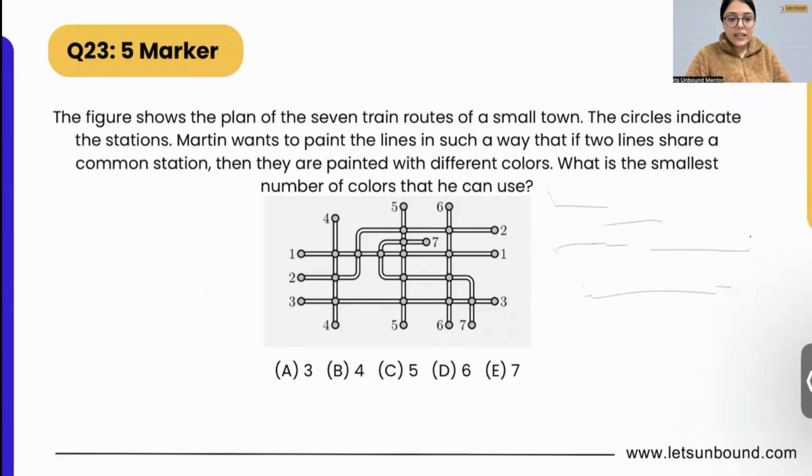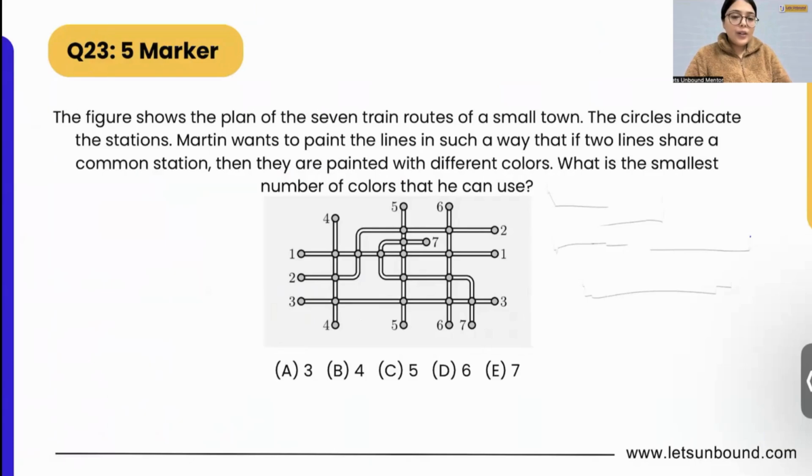Question 23. The figure shows the plan of the 7 train routes of a small town. The circles indicate the stations. Martin wants to paint the lines in such a way that if two lines share a common station, then they are painted with different colors. What is the smallest number of colors that he can use?